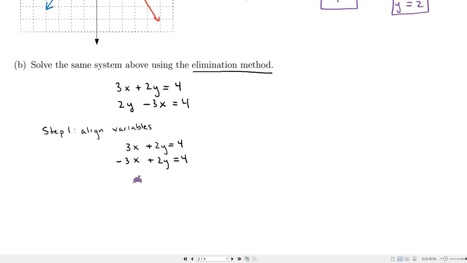Okay, now here is where we can eliminate a variable. So do you see that? Let's try to, so step 2, eliminate a variable.